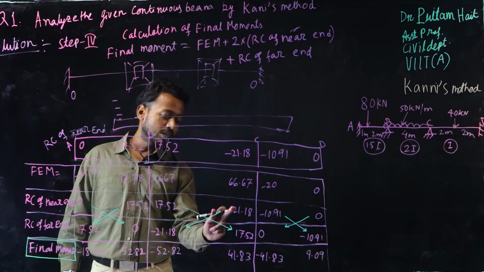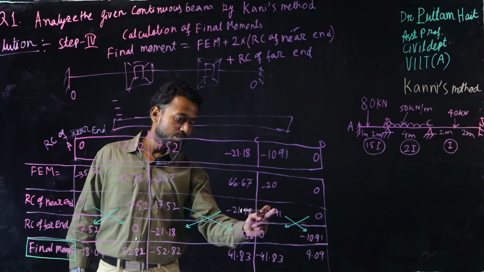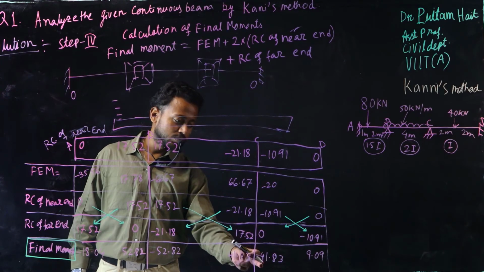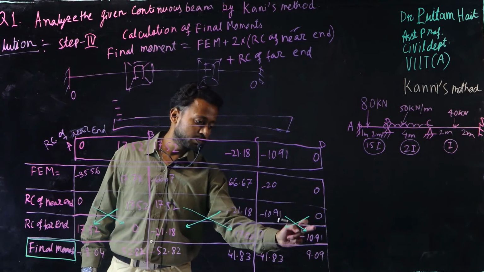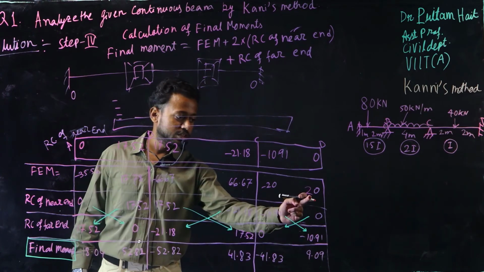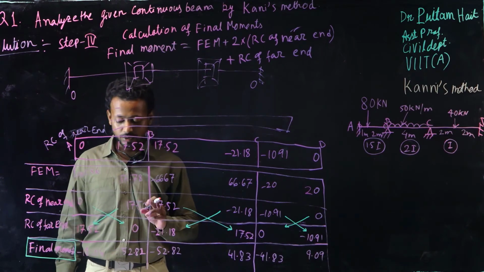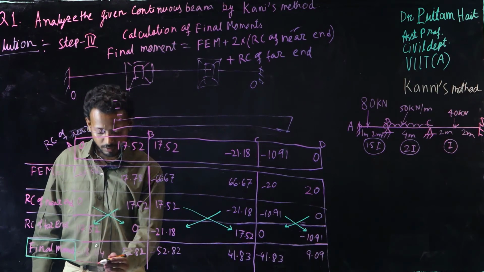This moment plus twice of this plus this equals to this. Similarly, this plus twice of this plus this equals to this. So in this way I have calculated the final moment.